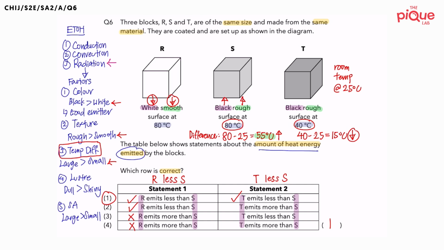But don't click off just yet. Realize that we did not talk about the last two factors, which are luster as well as surface area. Now if we read the question again, it says that these blocks are of the same size. So if they are the same size, what can we say about surface area? They would also be the same. These blocks are also made from the same material. So what can we say about luster? They are also the same. So therefore, in this question, we did not consider luster as well as surface area.